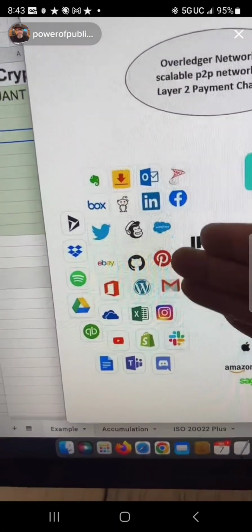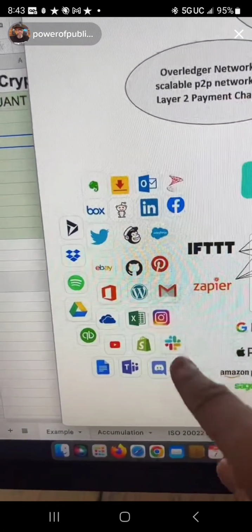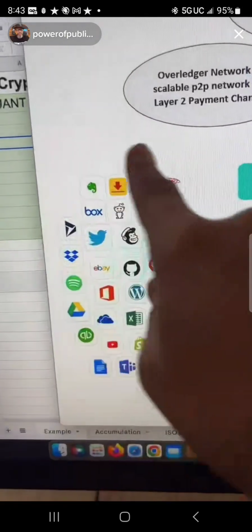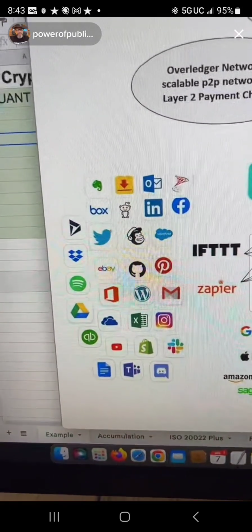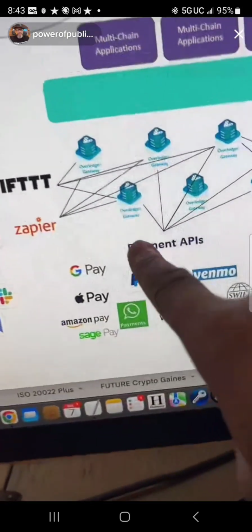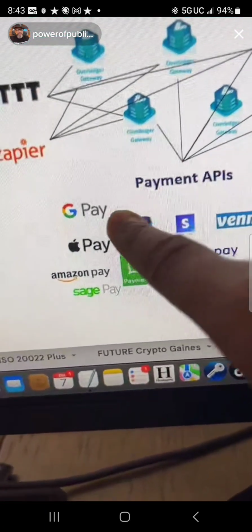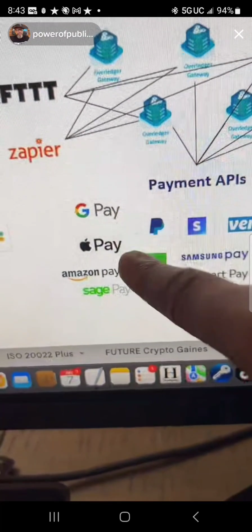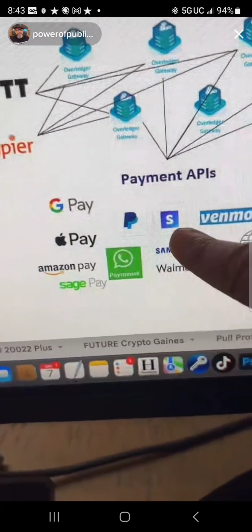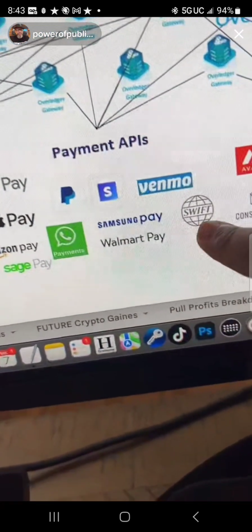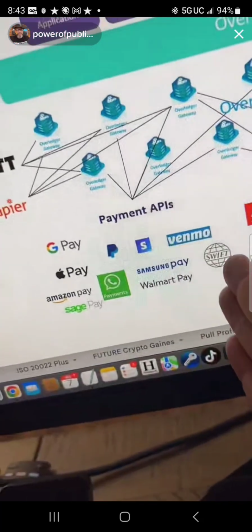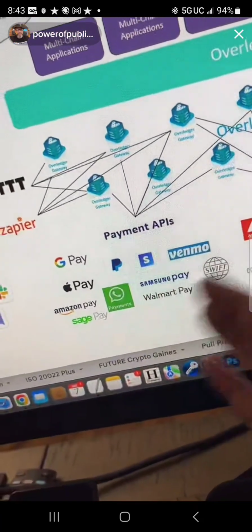Have you ever tried to run a business without encountering one of these things? Damn near impossible. Have you ever tried to create and do payments without running into one of these things? Google Pay, Apple Pay, Amazon, PayPal, Stripe, Venmo, Swift protocol, which is how banks move money from country to country. Quant is tied to the payment APIs.